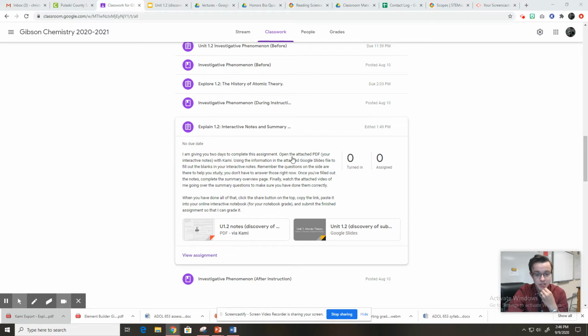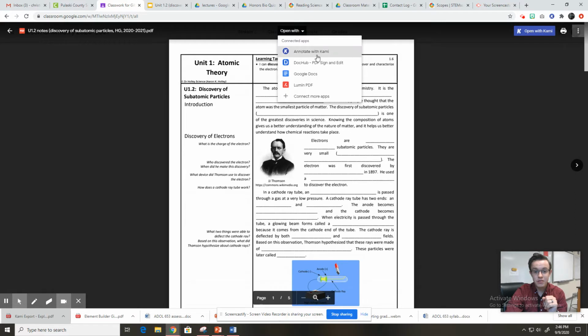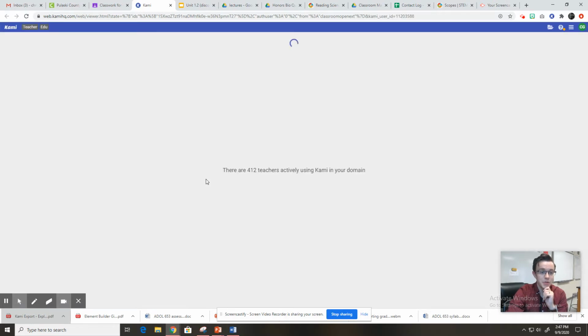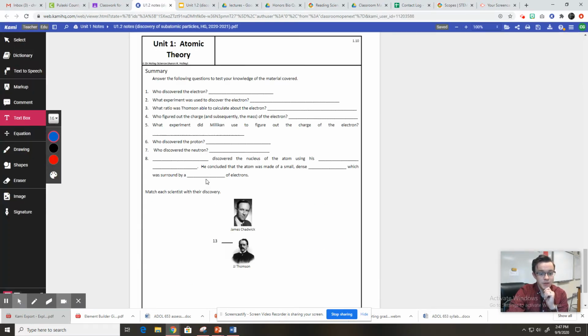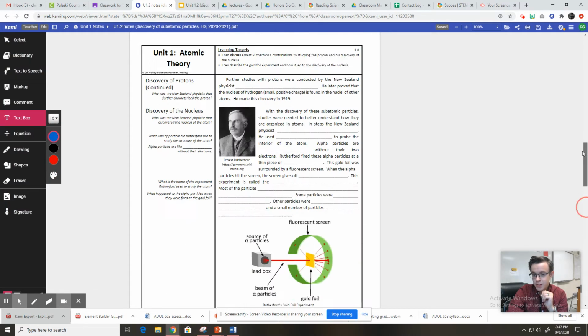All right, so here are the instructions. You're going to open the attached PDF, which is your interactive notes, with Kami. And then you're going to use the information on the Google Slides to fill in the blanks, just like we did before. So let's go ahead and open this up. That's going to look like this. It may automatically open for you. Again, I'm not really sure how it looks on your end, but you should either have this tab here open with Kami, or you can click here and it'll say annotate or open with Kami, and you click on that. So let's open it with Kami and see what we got here. All right, so this is opening up our interactive notes, and here's what they look like.